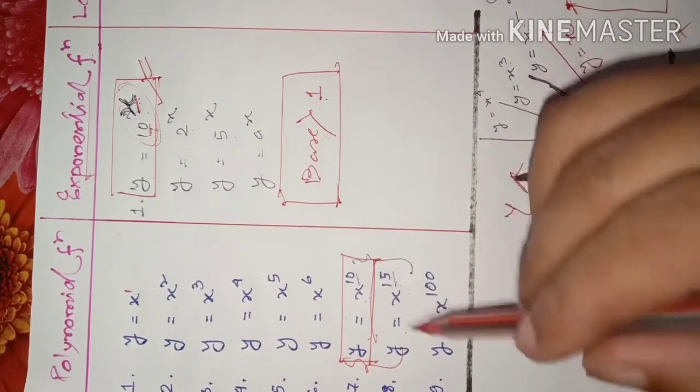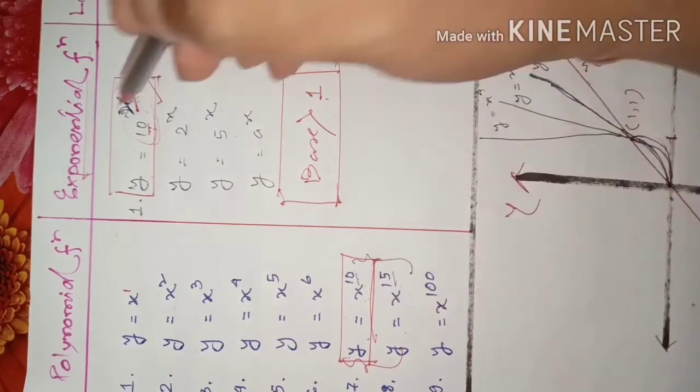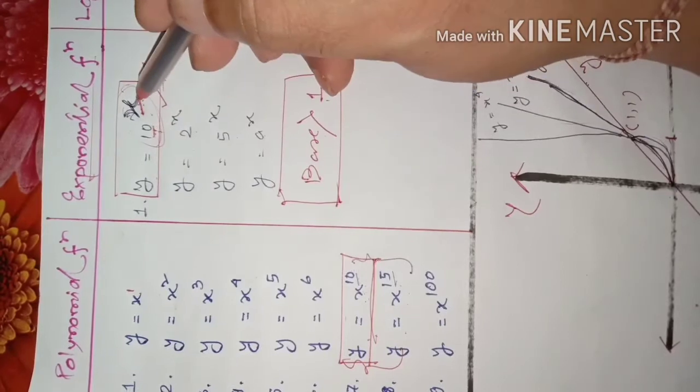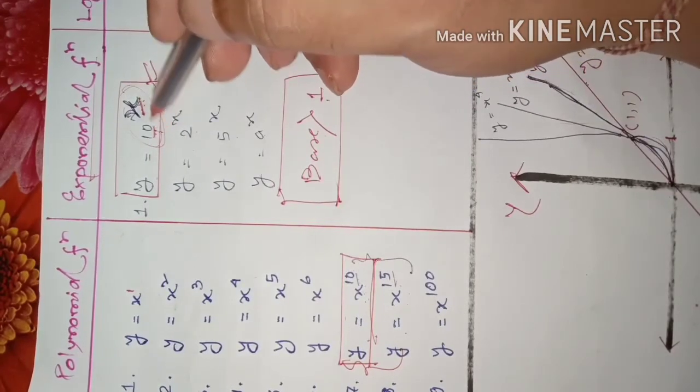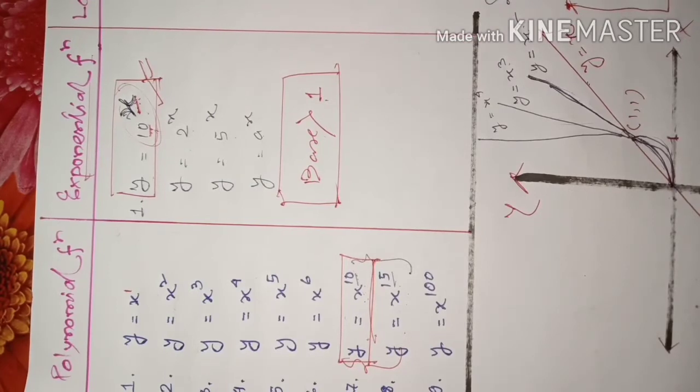Suppose I take x equal to 1 here, and here also 1. Then 1 to the power of 10 is 1 and 10 to the power of 1 is 10. 10 is greater than 1. What I am saying, I am just showing you by writing.